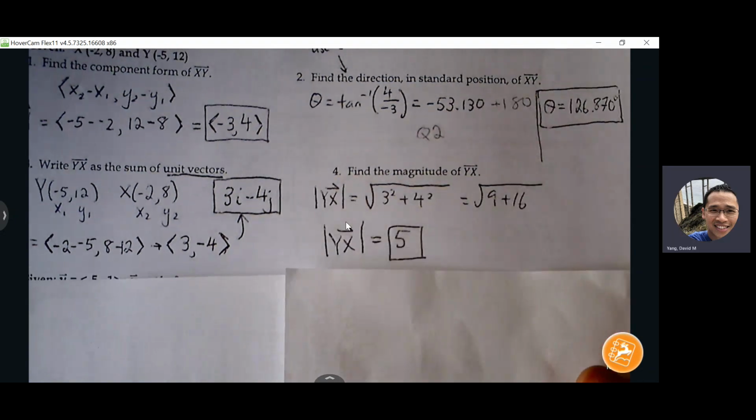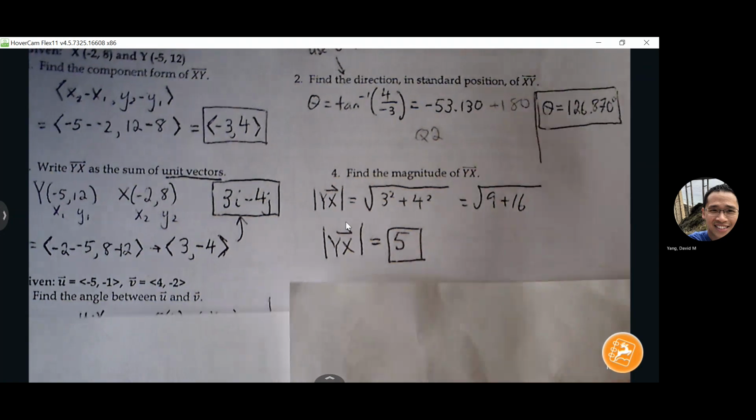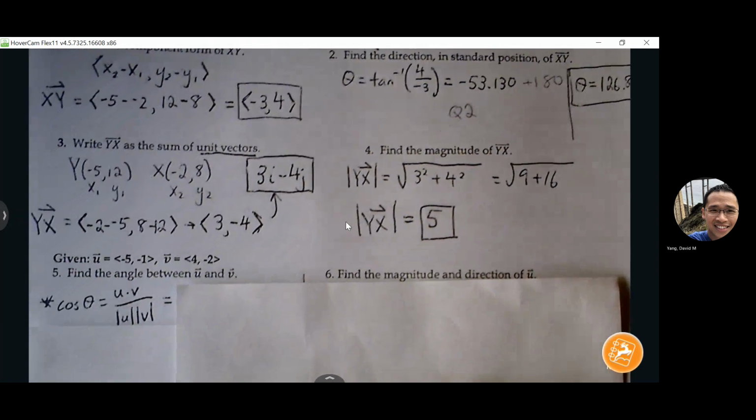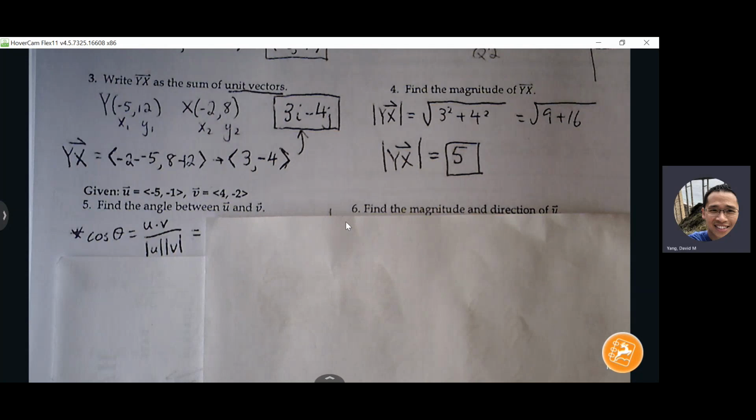Okay, magnitude, Pythagorean theorem. Find the angle between two vectors, you've got to involve inverse cosine. Again, I'll provide that formula for you on the test.